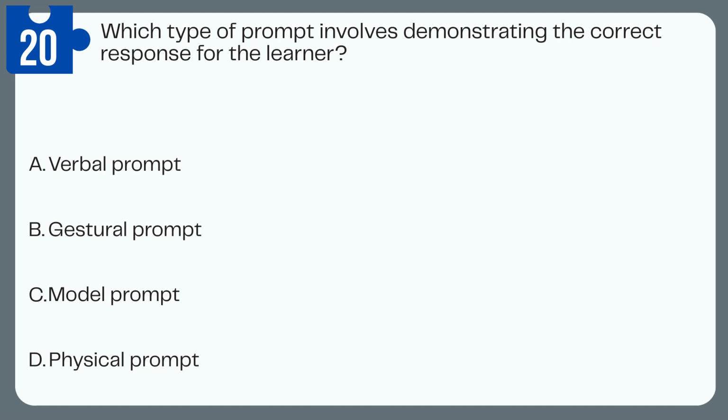Question 20. Which type of prompt involves demonstrating the correct response for the learner? A. Verbal prompt. B. Gestural prompt. C. Model prompt. D. Physical prompt.